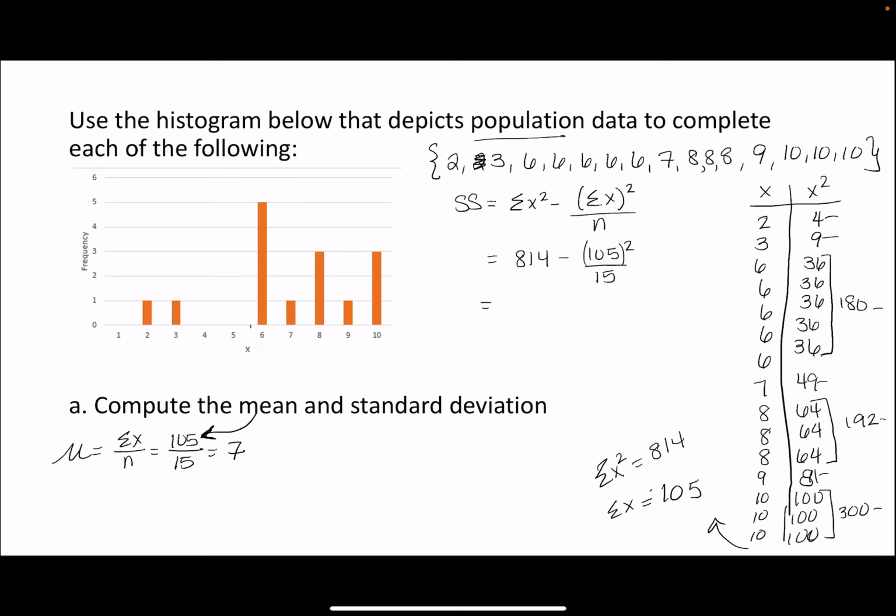So 105 squared divided by 15. We have 814 minus 735. So 814 minus 735, and that gives us 79. So to find our variance, we're going to do 79 divided by 15.